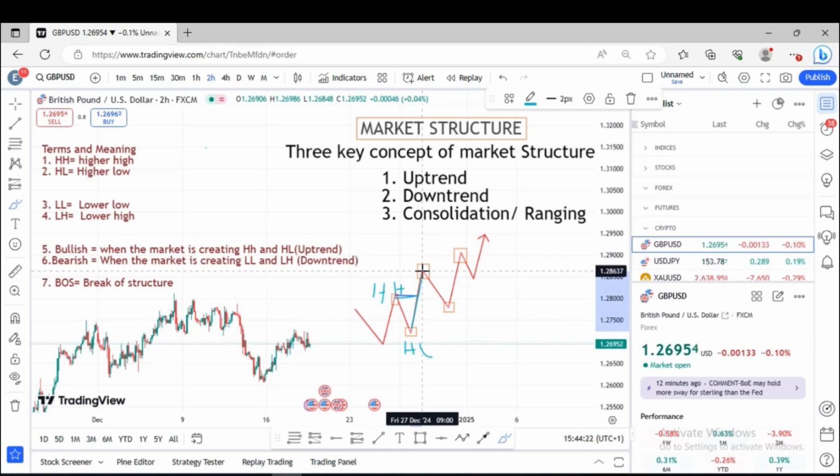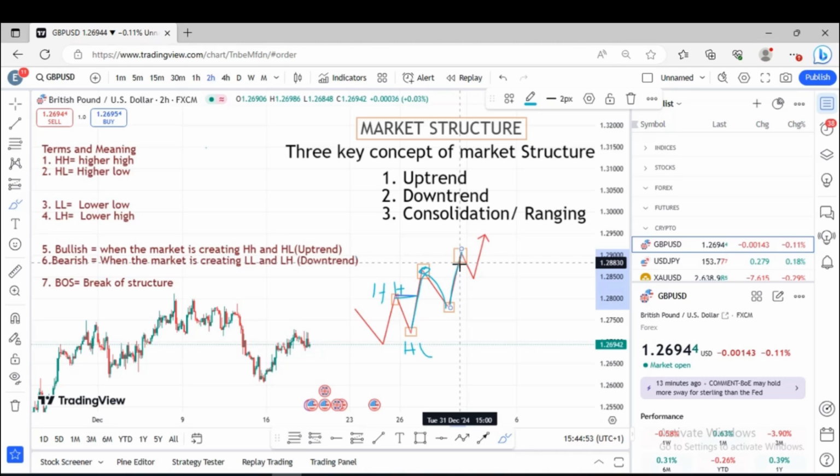After breaking the structure, it creates another high, a valid high, then comes back again to create a higher low. Then the market moves from here again, breaking this point, breaking this higher high again, then moving to this point, creating another higher high.